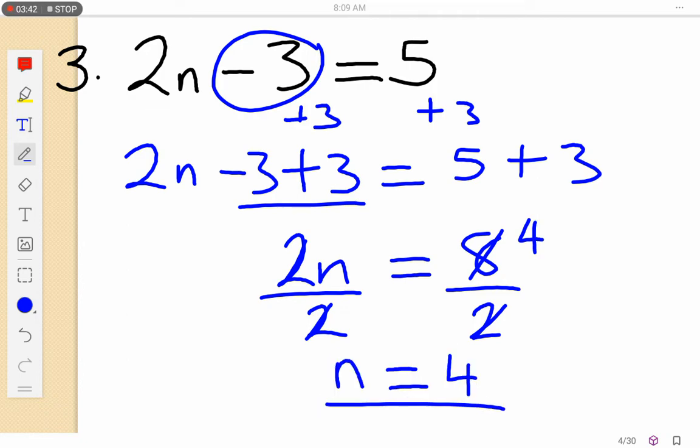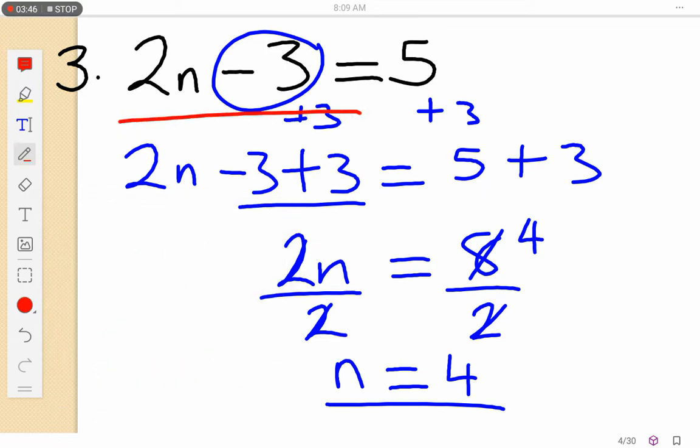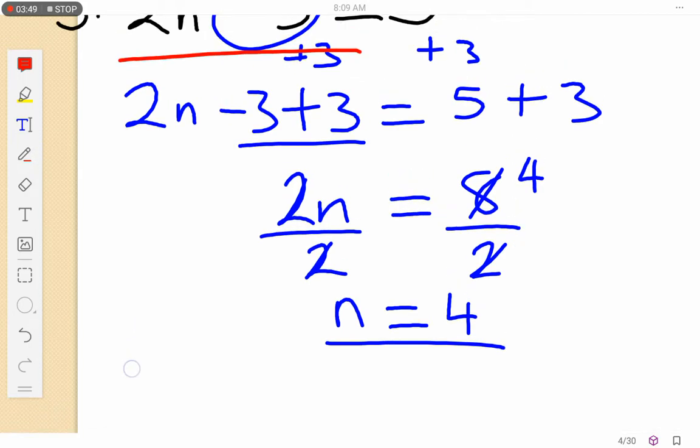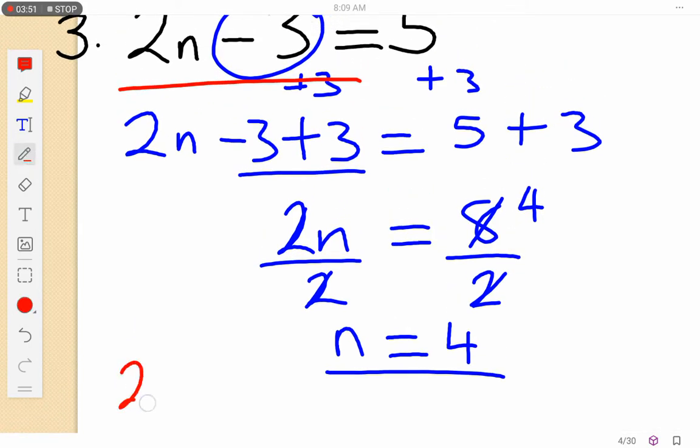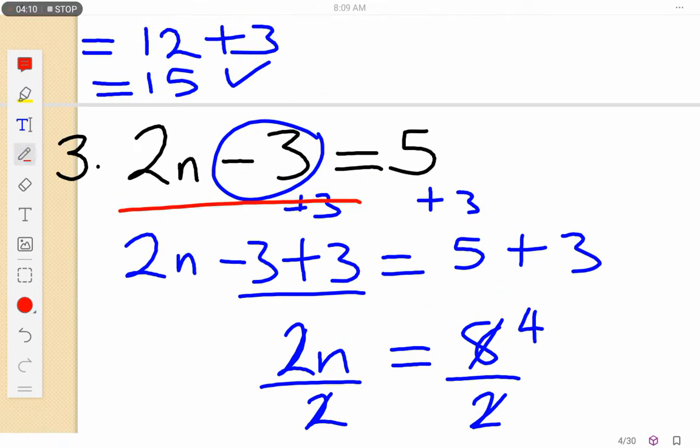Okay, so now let's use our equation to check for our answer. It's going to be 2 times n minus 3. Our n is 4, so it's going to be 2 times 4 minus 3. So when we have this, 2 times 4 is equal to 8, minus 3. 8 minus 3, we get a 5 then. Okay, so this is the same 5 that we have here.